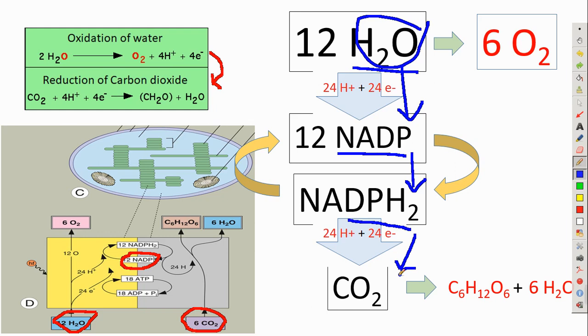Okay, so that was the story of how electrons are transferred from water to NADP, to NADPH2, and to CO2. I've just realised that I've forgotten a 6 CO2, so I'm just going to add it. So 6 CO2, so that it's balanced. Okay, so this for the moment is fairly straightforward.